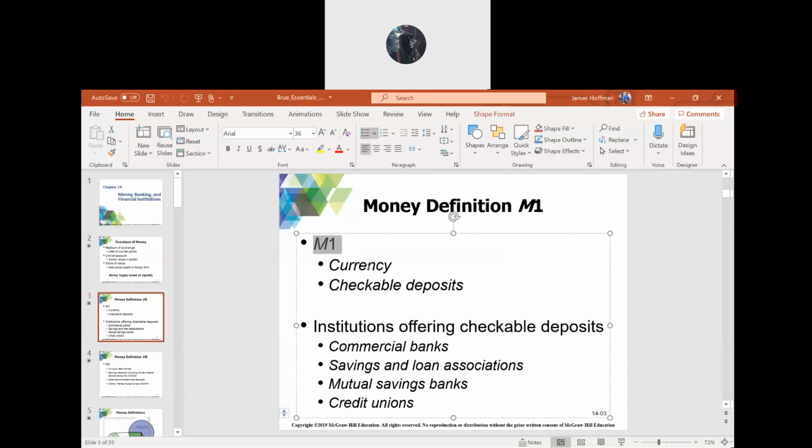Okay, so M1 is basically just currency plus checkable deposits. And this includes any financial institution that issues or takes checking accounts, most commonly commercial banks. You can have savings and loan institutions, mutual savings banks, or credit unions. So for any institution that officially offers a checking account, you add up all those checking accounts for checkable deposits, plus the currency, and that is the definition of M1.